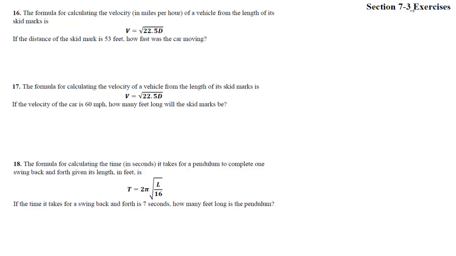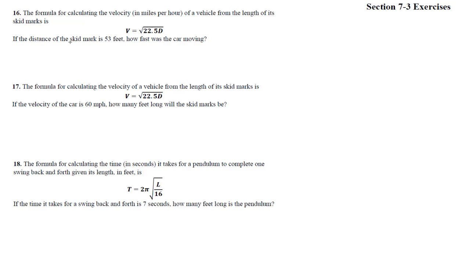Here we are in section 7-3, exercises 16 through 18. These are word problems. The formula for calculating the velocity in miles per hour of a vehicle from the length of its skid marks is approximately v equals the square root of 22.5d. Oh, look at that, they gave us the formula for this problem. That's great. Number two, it has a radical, which is why it's in this section.